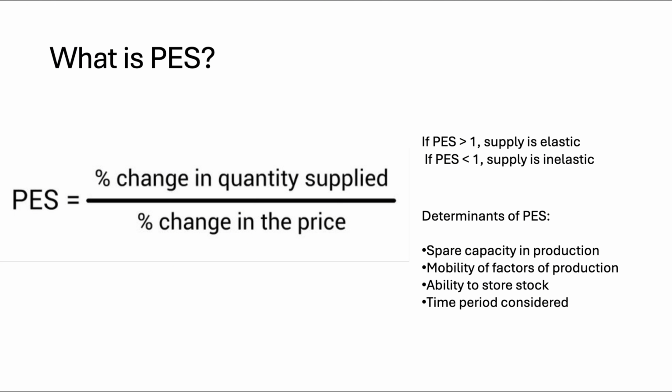The determinants of the price elasticity of supply include: spare capacity in production, mobility of factors of production, ability to store stock, and the time period considered. Once again, the time dimension is crucial. Short-run supply is often inelastic, but in the long run, firms can adjust their production capacity.